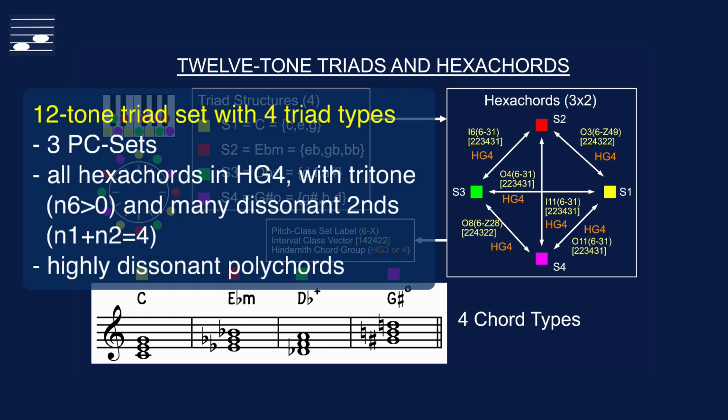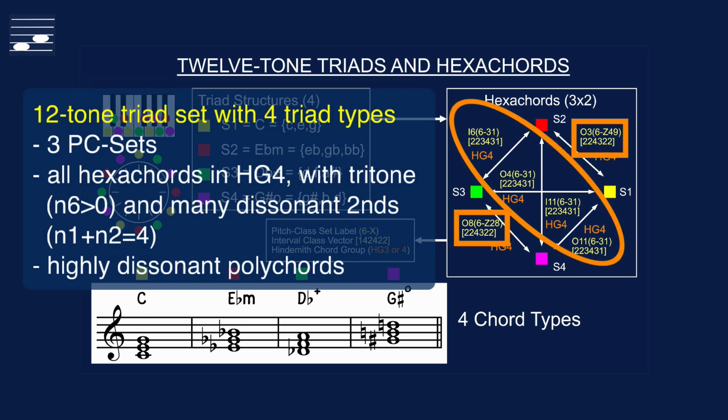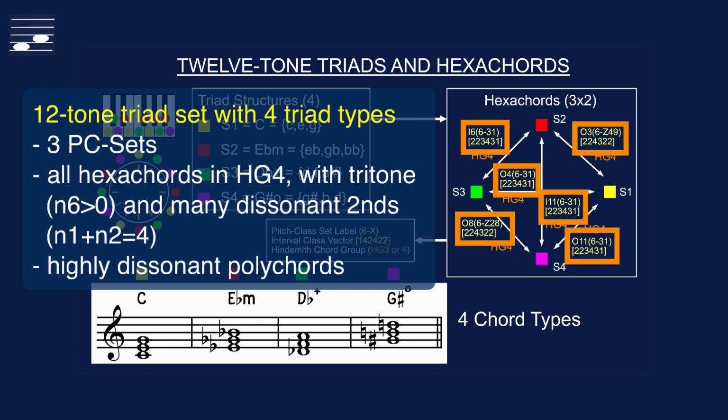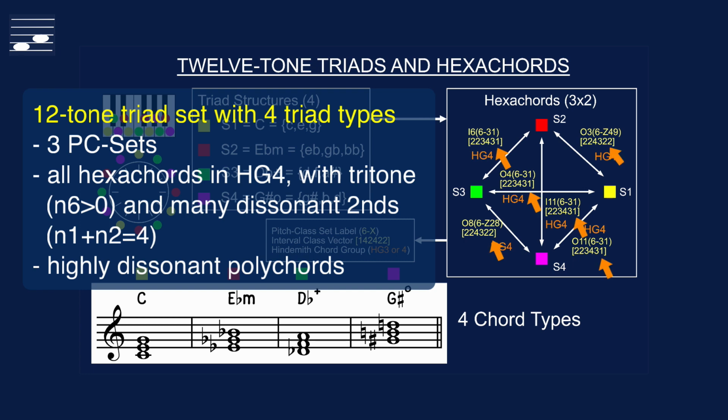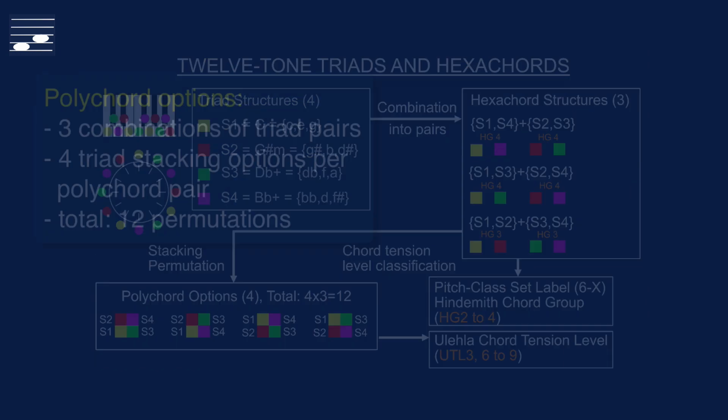What we see is that these combinations yield 3 different 6-element pitch class sets, for which the label and interval class vector are shown. All sets contain a tritone interval since n6 is greater than or equal to 1. And since there also are many dissonant second intervals, as indicated by the sum of n1 and n2, these all belong to the Hindemith group 4. We are dealing with highly dissonant hexachords.